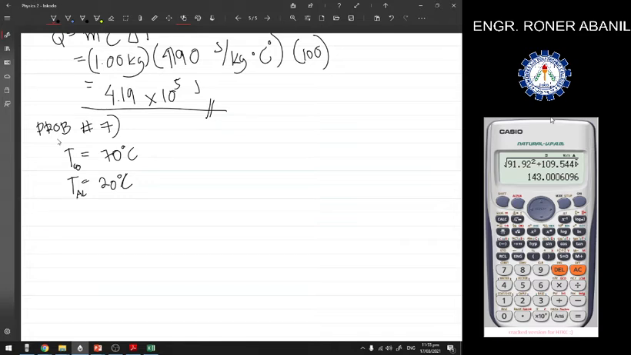So, hanapin natin what is the equilibrium temperature. Our target variable is the common final temperature T of the cup of coffee. No phase changes occur, so we need only the equation, anong equation ba ang pwedeng gamitin natin dito?